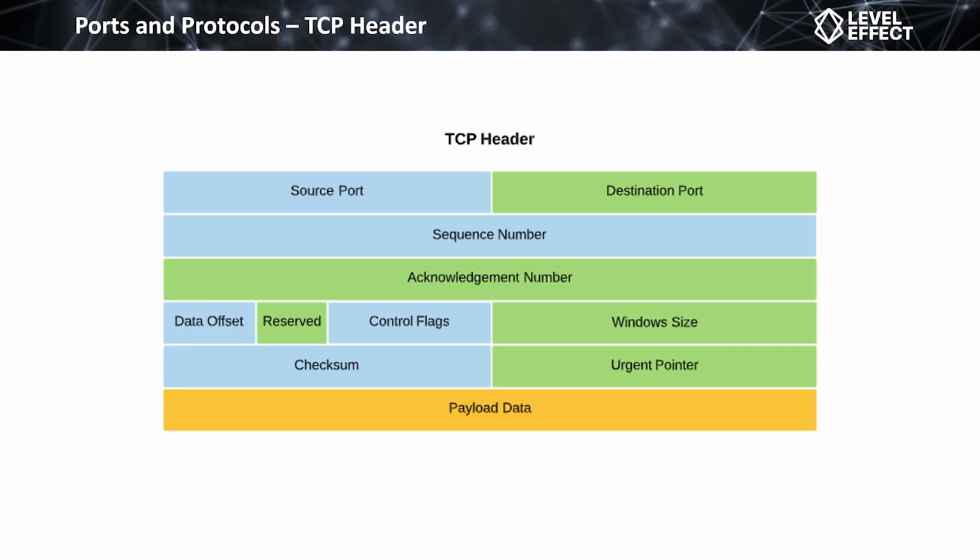And then last but not least, we have the urgent pointer. The urgent pointer value is the placement or offset of the last bit of urgent data that is being sent in this packet. And the urgent flag is set in the control flag section of the TCP header.